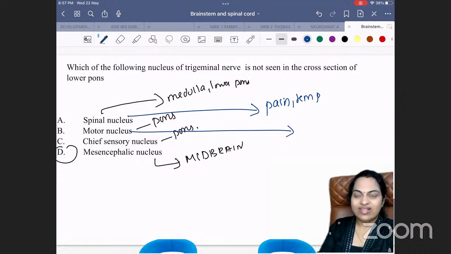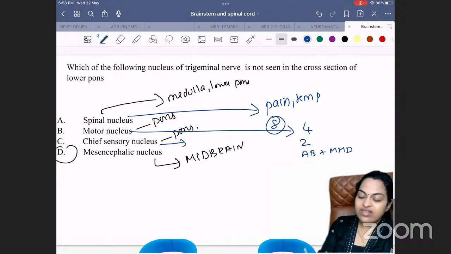Motor nucleus, the muscles, the 4 muscles of mastication. Can you tell me what are they? Masseter, temporalis, medial pterygoid, lateral pterygoid. The 2 tensors, tensor tympani, tensor palatini, and then anterior belly of digastric and mylohyoid. 8 muscles are innervated by this motor nucleus. The chief sensory nucleus receives touch and pressure.